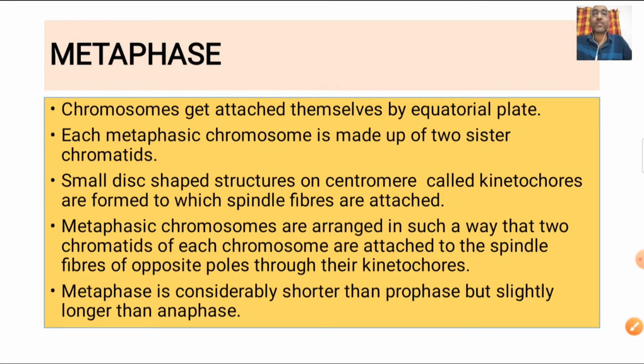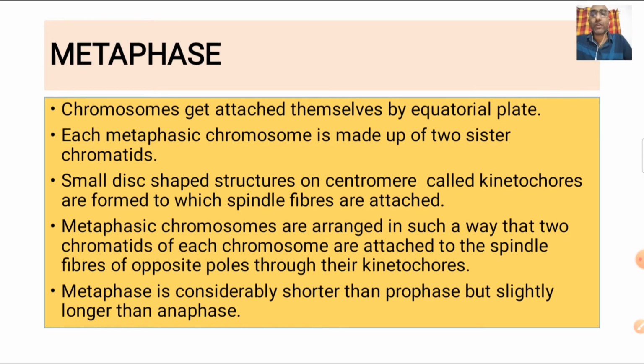Now come to the next one, that is metaphase. What happens during this phase? Now the chromosomes which were migrating towards the equatorial plate. What is the equatorial plate? The equatorial plate is the middle portion of the cell. Got it? So now the chromosomes get attached themselves to the equatorial plate. Now each metaphasic chromosome is made up of 2 sister chromatids. That is very well known to you.